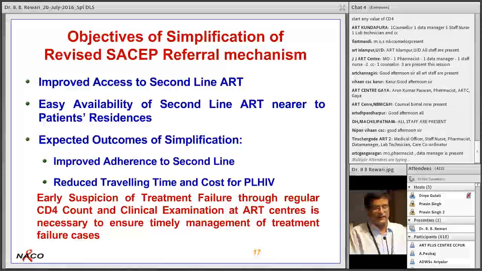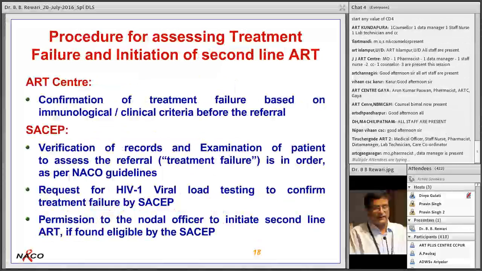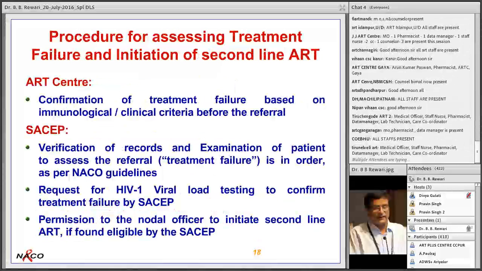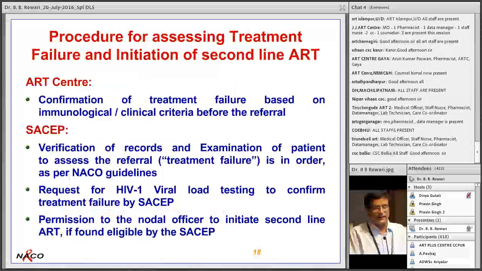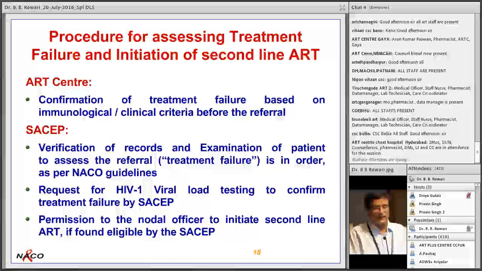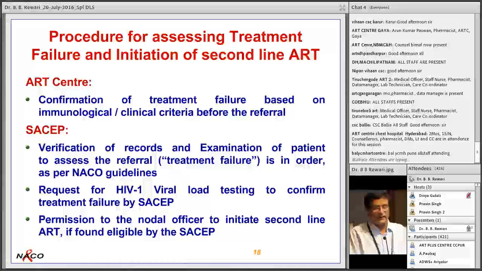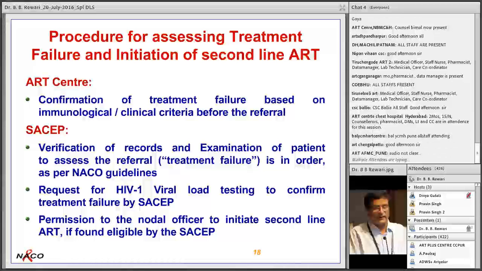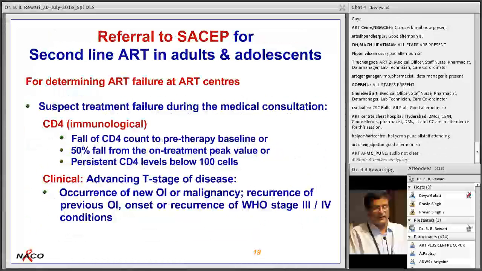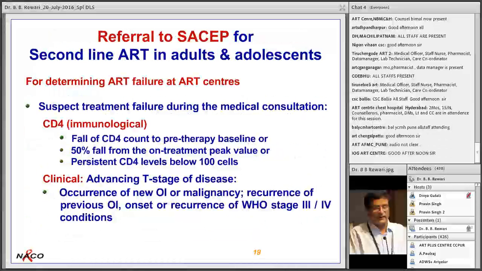Now coming to problems in the SACEP referral. The ART center has to refer these patients with suspected failure based on either immunological criteria or clinical criteria, which I know are well known to you. SACEP has to verify this record, give an appointment, request a viral load, and then based on the viral load report, permit the nodal officer to initiate second line ART. So when we say refer them early, we know that there are different types of criteria.